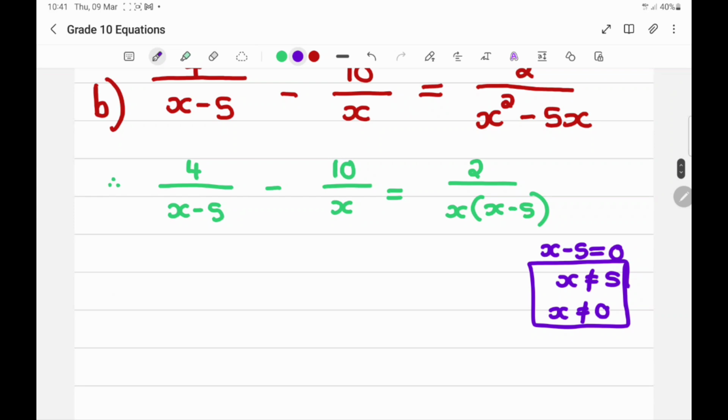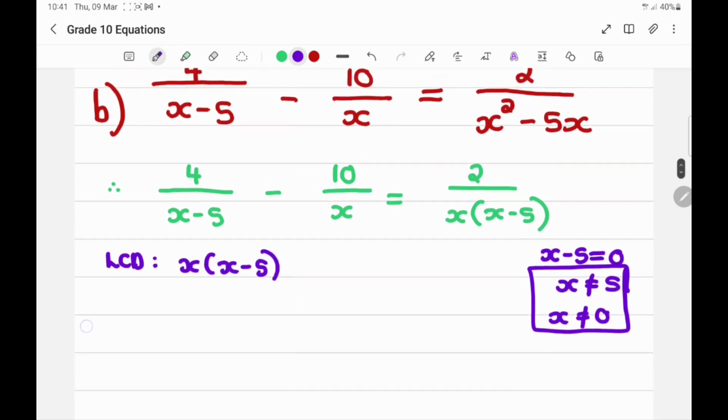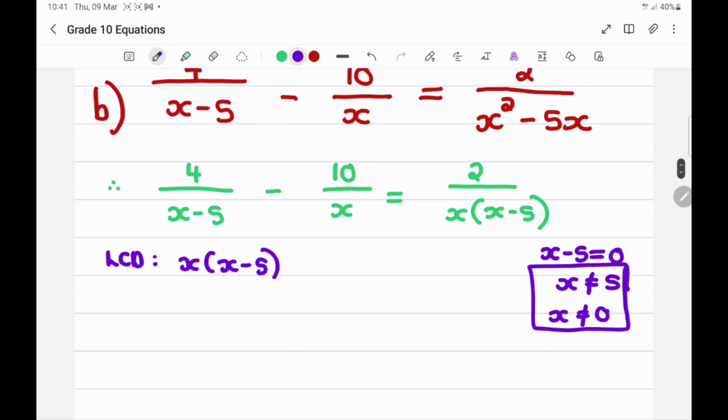Okay, now our LCD, if I had to write it down, would be x and x minus 5. In the first expression, what it needed was an x, and what you do at the bottom, you do on top. Here, it needed an x minus 5. What you do at the bottom, you do on top. And over here, we needed nothing.